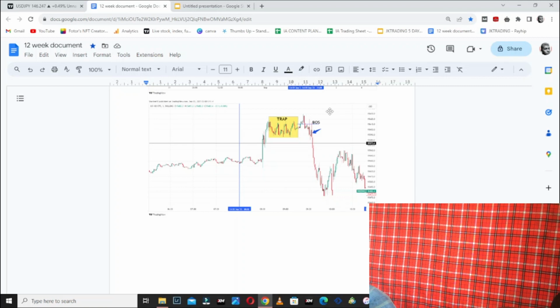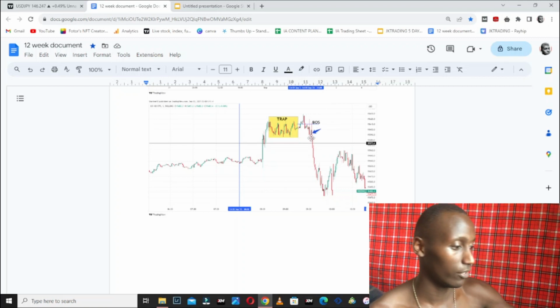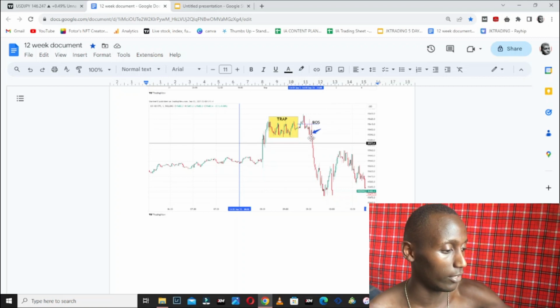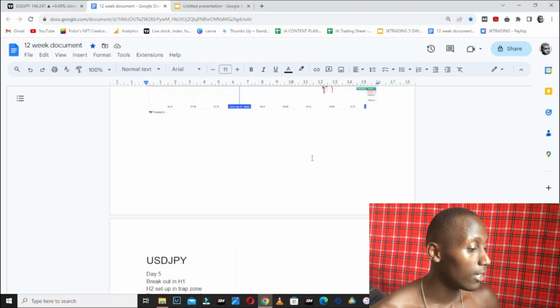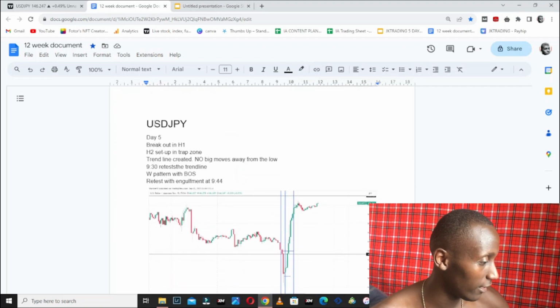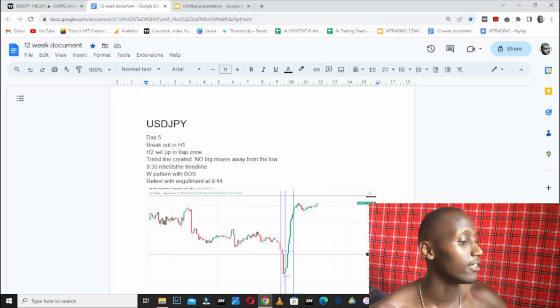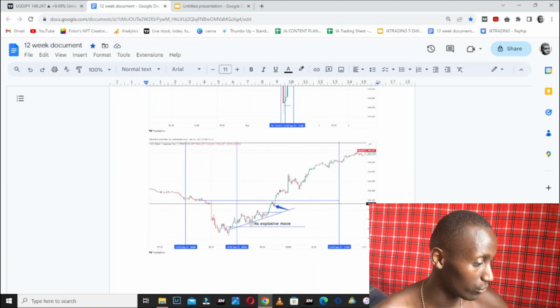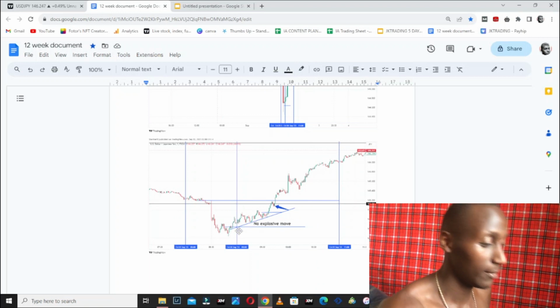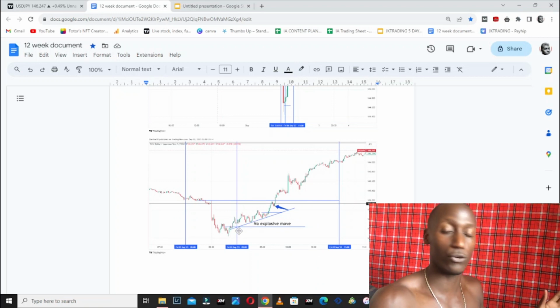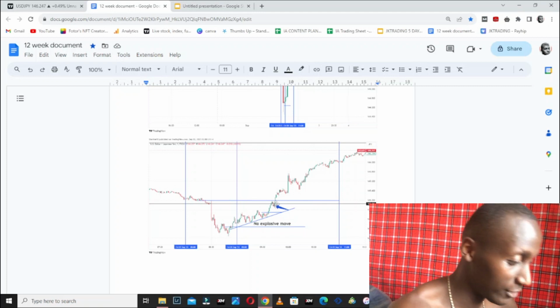It was at 9:33 there. So it was a beautiful setup for the breakdown. And lastly, we had the USD JPY. So it's day 5. It breaks out in the first hour, and then in the second hour we have the trap zone, where we have a beautiful reversal setup. But if it's in the trap zone, we wait for 9:30 to see how price behaves.